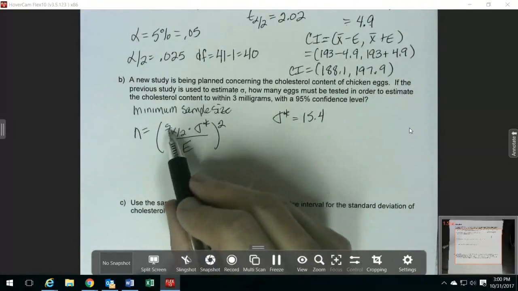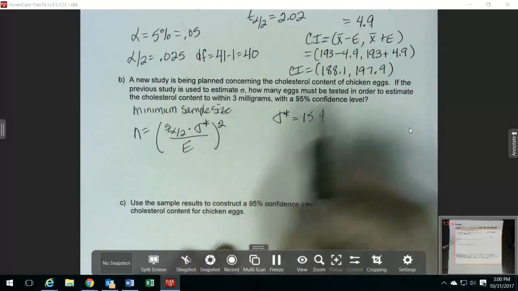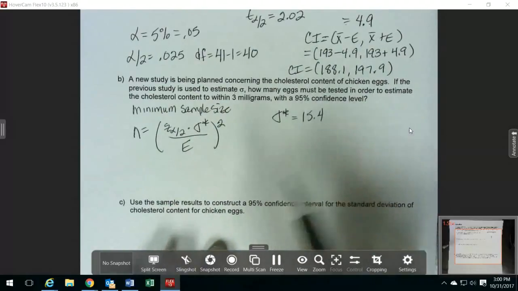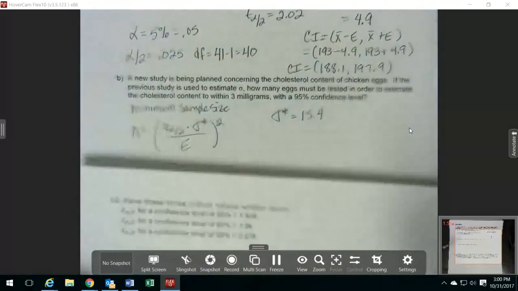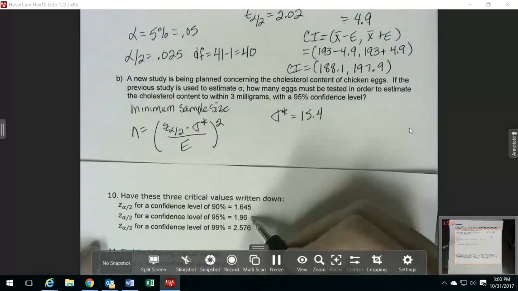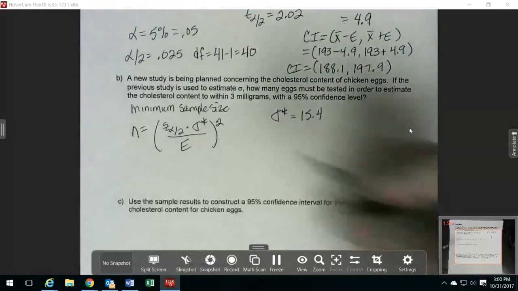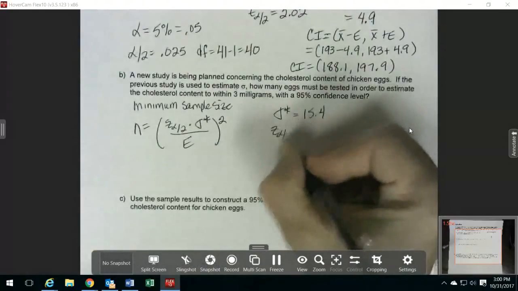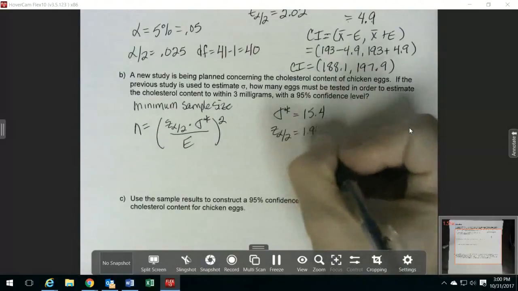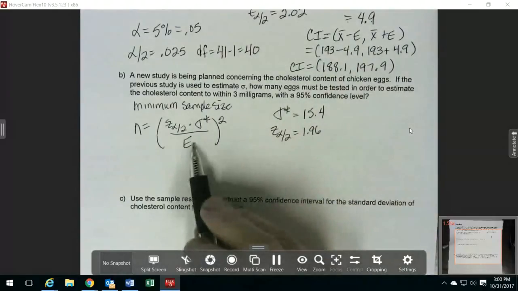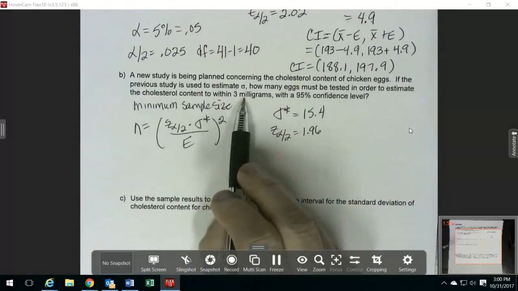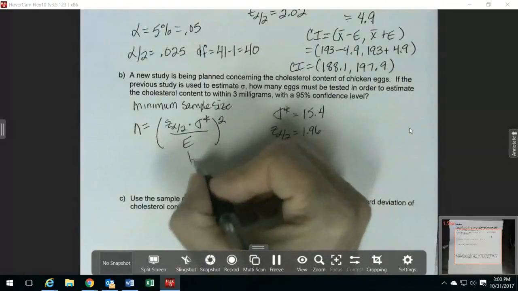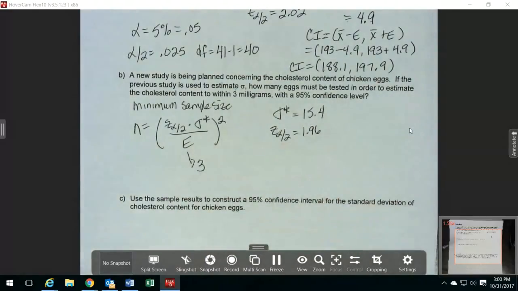This one has a Z instead of a T. Since this is 95%, we've got that critical value already. If we go back to our list of critical values, that one is 1.96. And then the E that we want, it says estimate to within 3 milligrams. So that's telling you to use 3 for E.